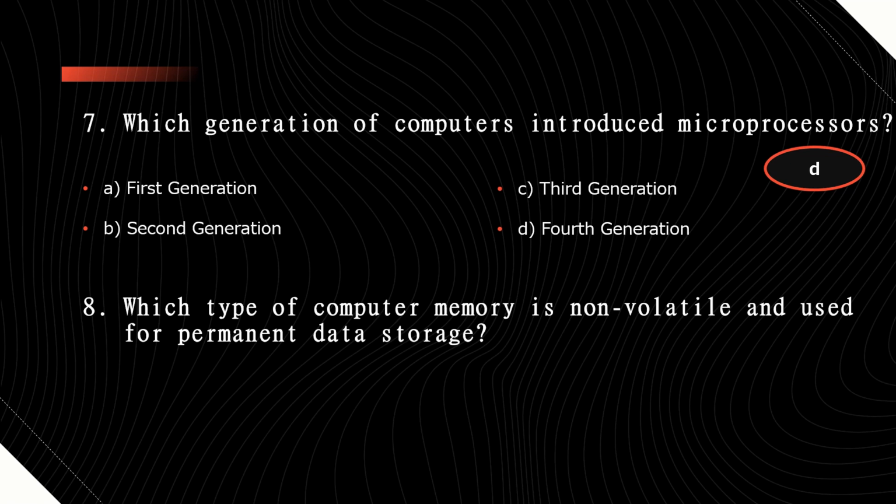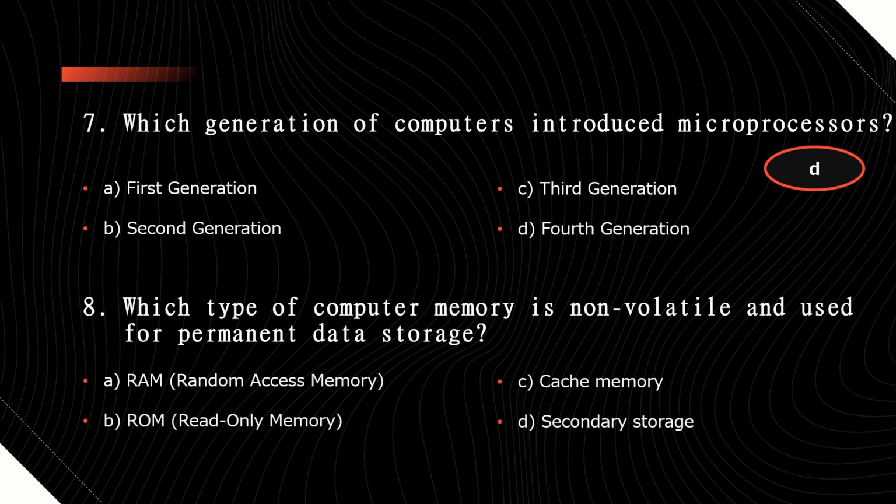Which type of computer memory is non-volatile and used for permanent data storage? Options: A. RAM, B. ROM, C. Cache memory, D. Secondary storage. Answer is B. ROM, read-only memory. ROM is a non-volatile memory that stores essential instructions and data even when the computer is powered off.